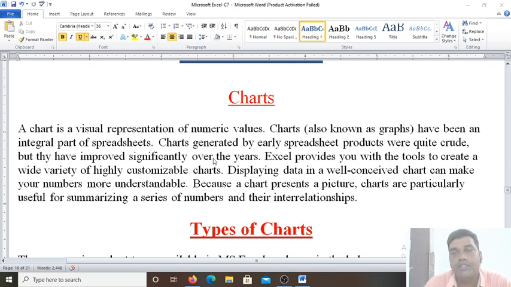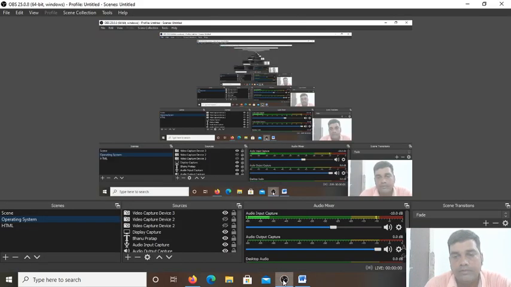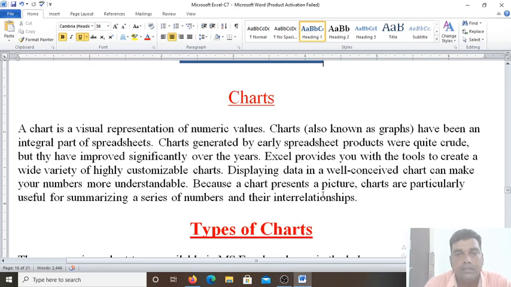Excel provides you with the tools to create a wide variety of highly customizable charts displaying data. A well-conceived chart can make your numbers more understandable. Because a chart presents a picture, charts are particularly useful for summarizing a series of numbers and their interrelationships.